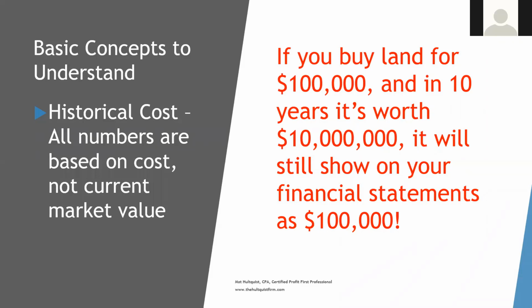So in this example, if you buy land for $100,000 and in 10 years it's worth $10 million or even $100 million, it's still going to show on your financial statements as $100,000 because it is based on historical cost. All right, so some people get a little bit confused and a little bit misled sometimes when they might have some assets or something they own in their business that has appreciated a lot. Well, it's still going to show up at what they originally paid for it.